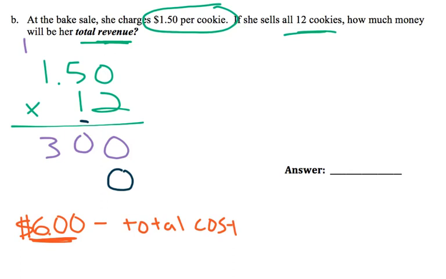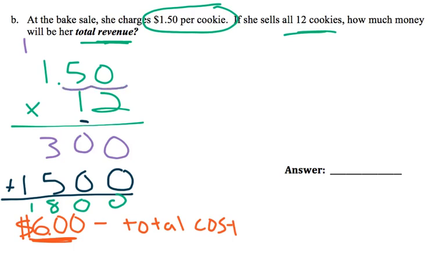And now we can do 1 times 0 is 0. 1 times 5 is 5. 1 times 1 is 1. And if we add all that together, we find out we have 1800. But now we have 2 numbers after the decimal place. So I'm going to move this over 2 spots. And I get $18.